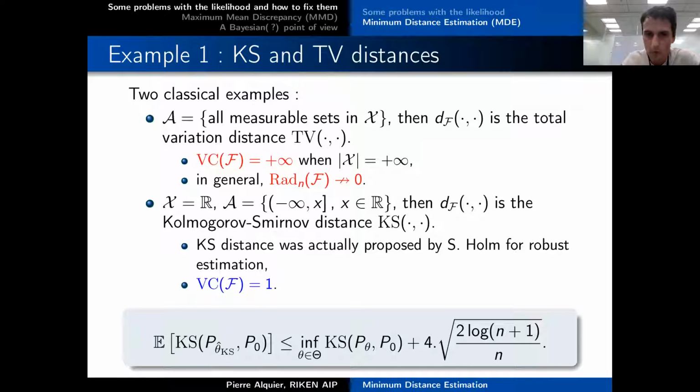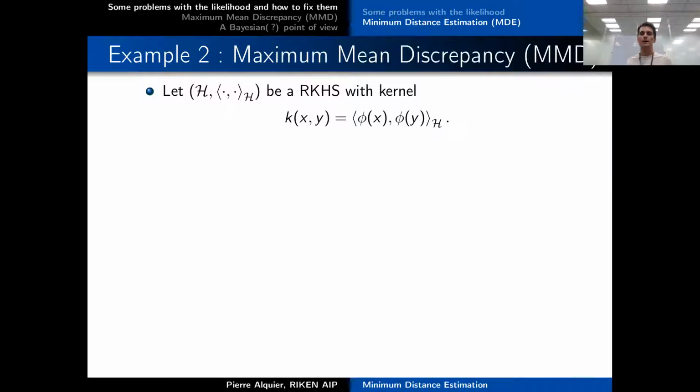This is not an example I will work on later in this talk. So I will now come to the MMD distance, which was studied a lot in the past 3 or 4 years in this context of minimum distance estimation. If you consider the RKHS corresponding to a kernel K, so K(x,y) is the scalar product between phi of x and phi of y, where phi is a general, possibly non-linear, map between the object space and the RKHS H.